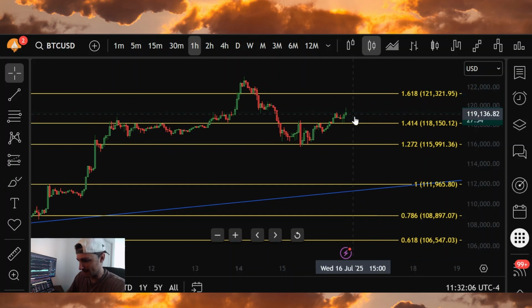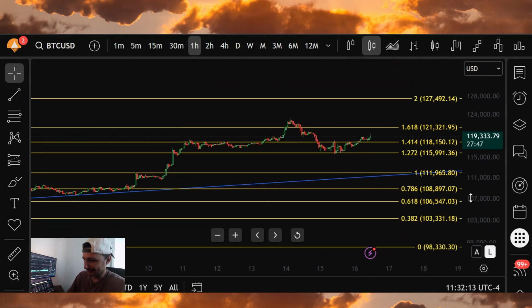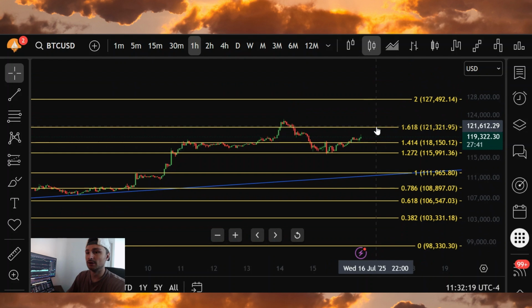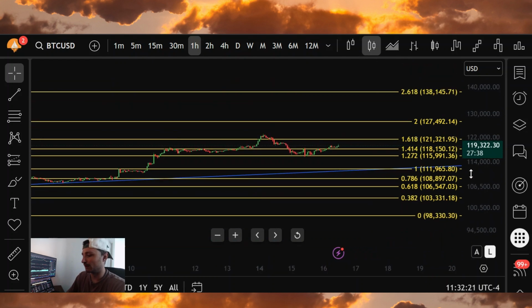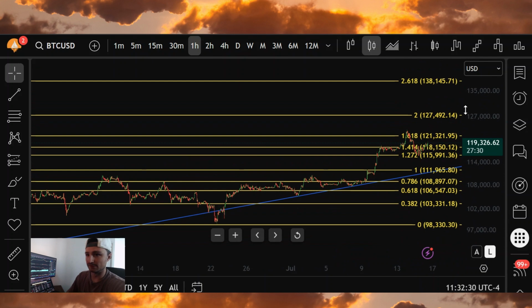And maybe we do need to come back down to the 141, but I think this bullish move is still intact. And I think ultimately, once we can clear this 161 Fib extension, it could be off to the races here for Bitcoin, with targets like 138K and even higher, based on some larger time frame Fibonacci's, right?